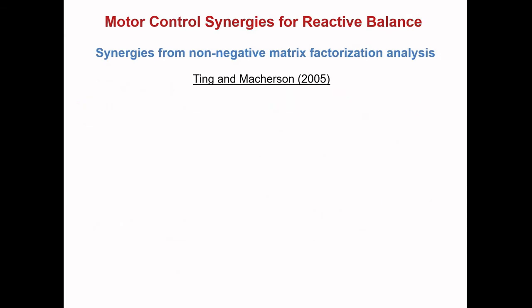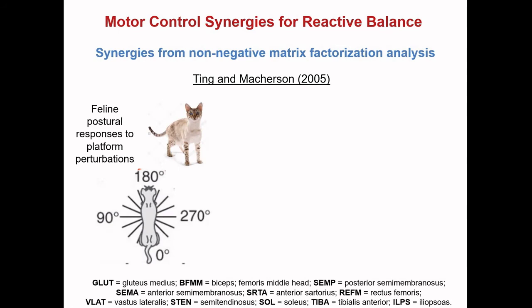Now that we have an initial grasp on the theory of synergies based upon the non-negative matrix factorization analysis, let's look at how this theory gets applied to understanding balance stabilization. The analysis we're going to look at was developed to understand the reactive postural responses of cats. In this research, the cat stood on a platform that could be shifted in any direction. At the bottom of the screen, we can see the long list of muscles that were investigated in this particular study.